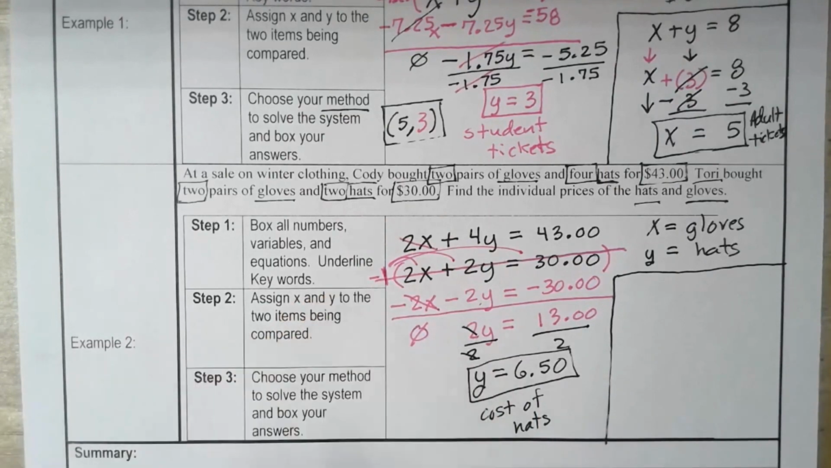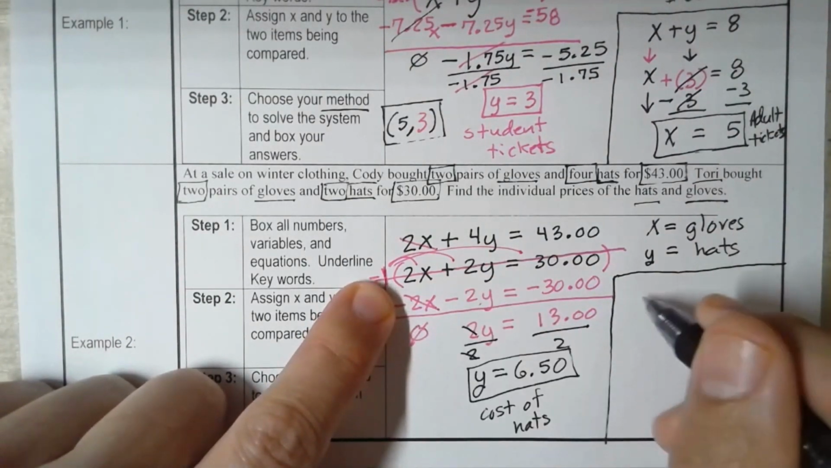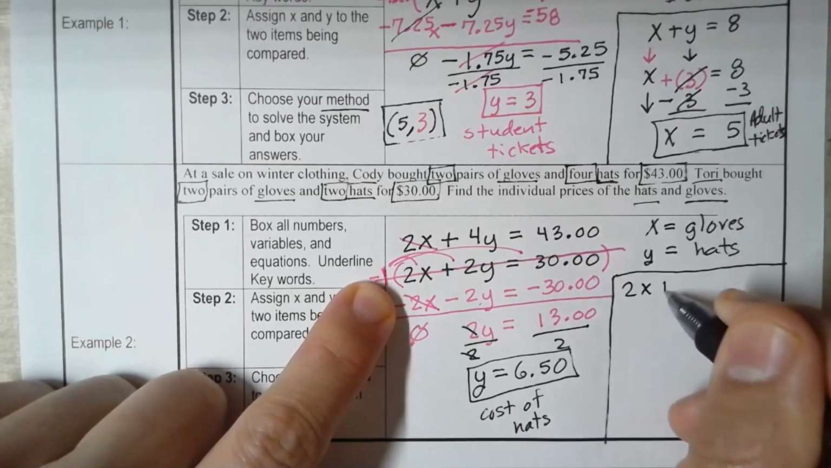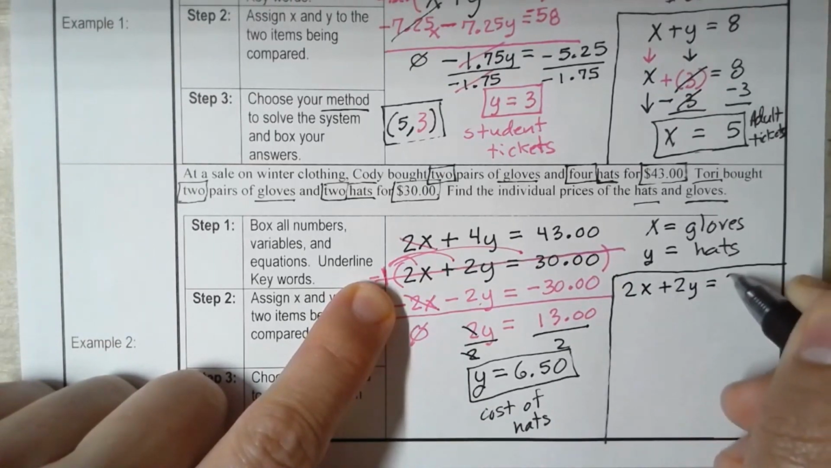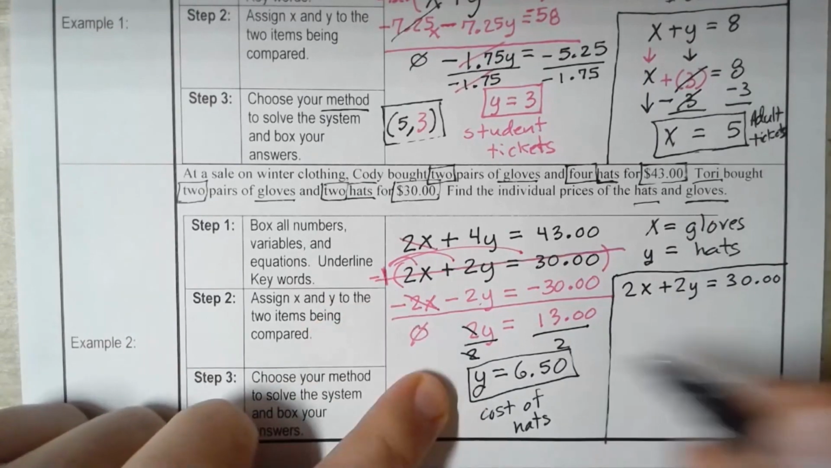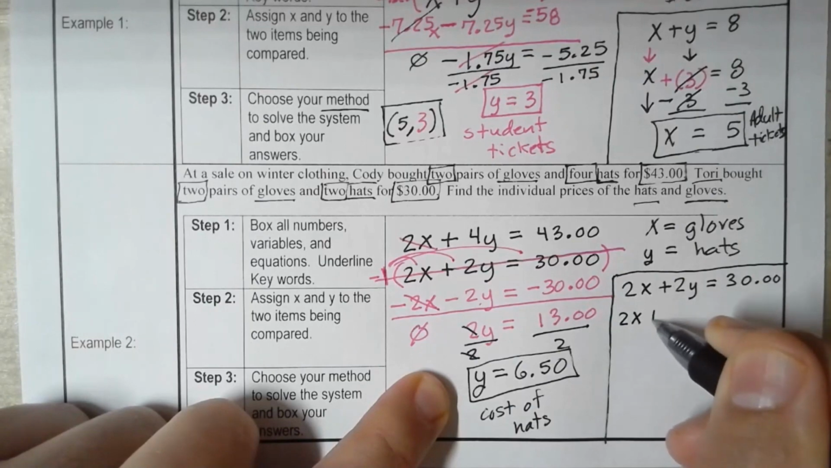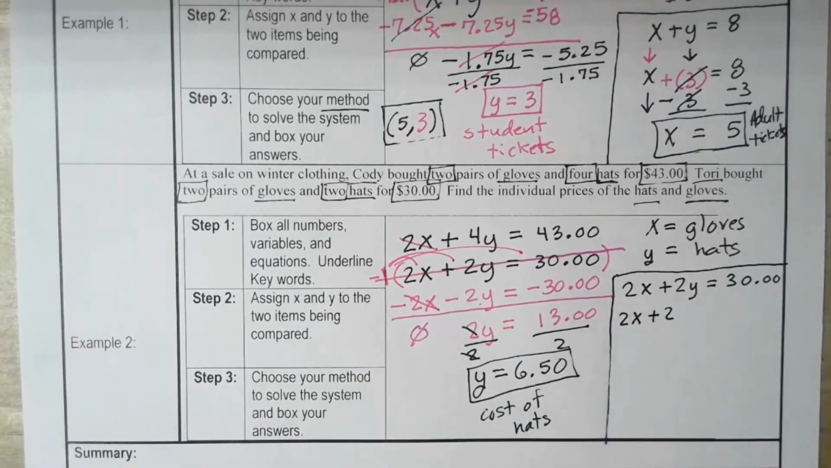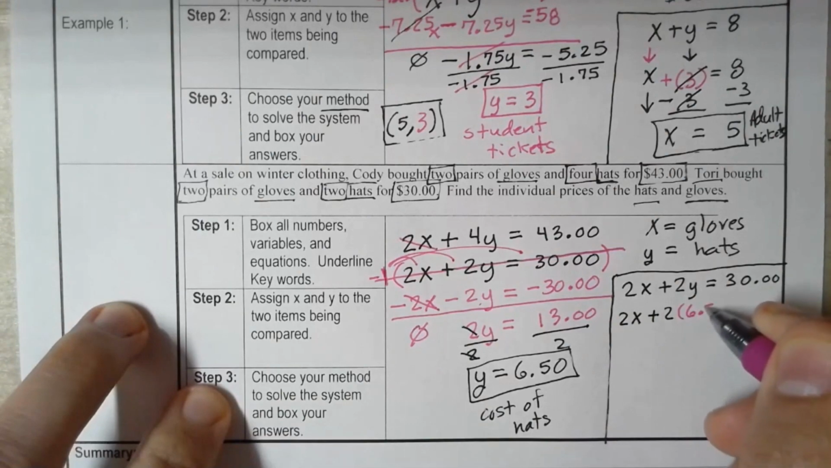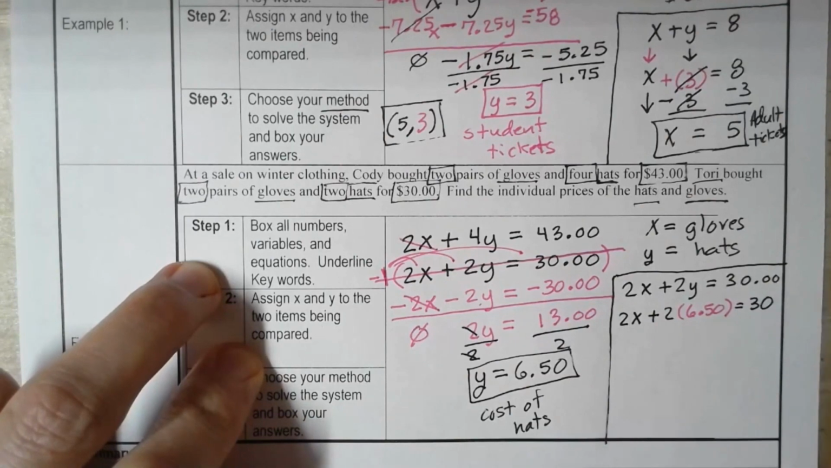So what I want to do is put it into one of the ones that has smaller numbers. I like the one with the 2's. And so let me substitute it for that one. So let's write 2x plus 2y was equal to 30. Now, if I work this out, I know what y is. I know they cost $6.50, so I'm going to rewrite this as 2x, so that's 2 times my gloves, plus 2 times my y value, which is $6.50, is going to be equal to $30.